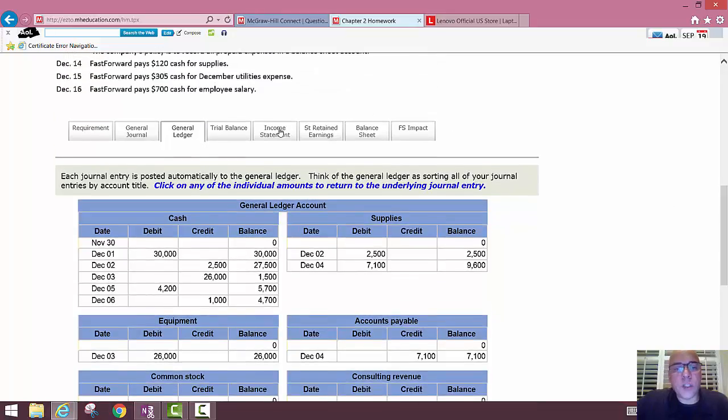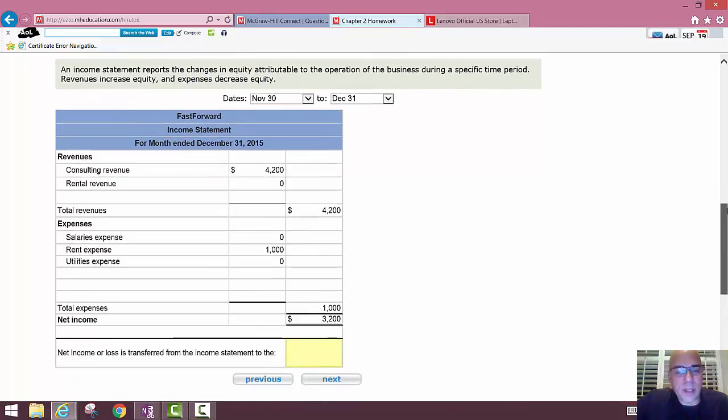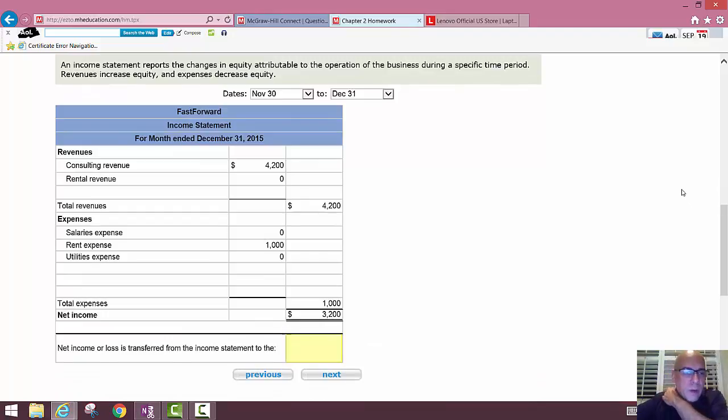My rent expense. Where do you think rent expense is going to show up? Rent expense is going to show up on the income statement. And I have revenue for the consulting fees, I think of $4,200, and now I'm going to have an expense of $1,000. Drum roll, please, as this gets over to the income statement. There we go. We have our consulting revenue, our rent expense. There's our net income right now at $3,200.